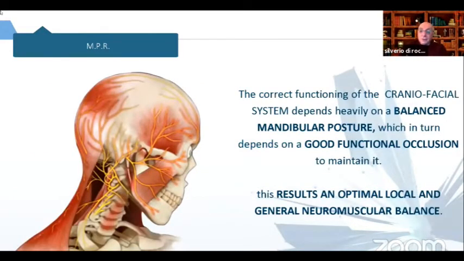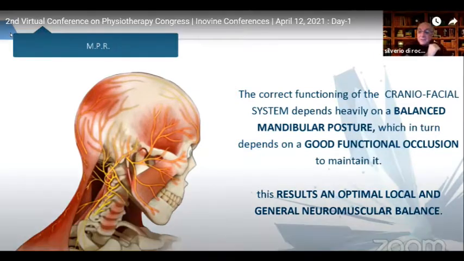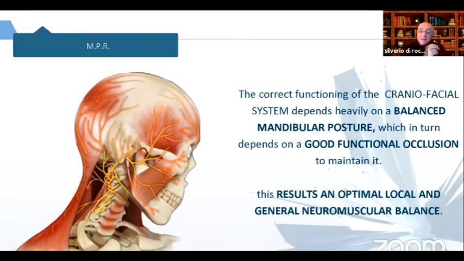A good functioning of the craniofacial system depends mainly on a balanced mandibular posture, which in turn depends on a good functional occlusion to maintain that position. The result, an optimal local and general neuromuscular balance, is to put in balance the craniofacial system with the rest of the body.